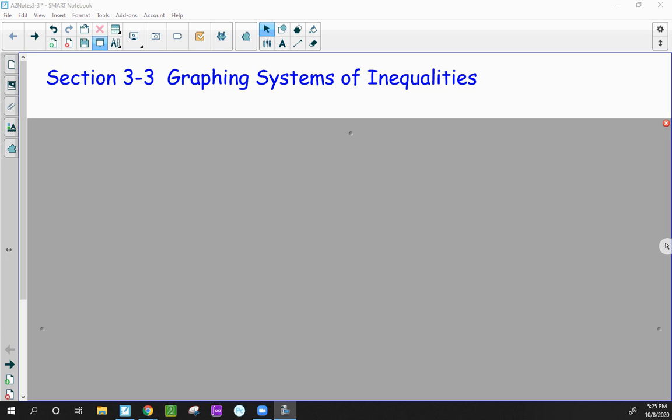Algebra 2. Today's learning target is I can graph a system of inequalities. It is section 3.3.